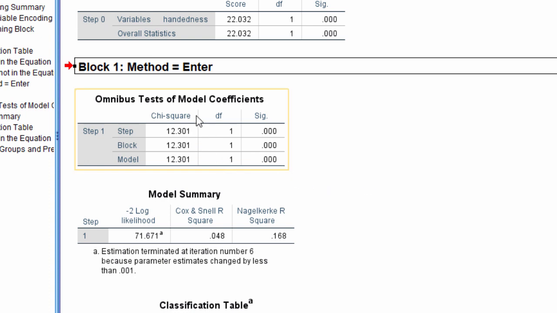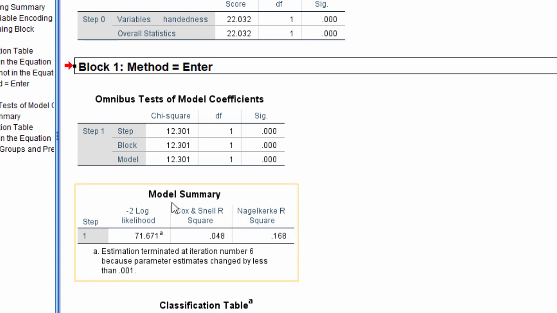Now, in block one, we do get the statistics associated with the model we're testing, and we can see that the chi-square value across step, block, and model is equal to 12.30. And so we would reject the null hypothesis that handedness is not helping to classify dyslexia in a significant way. So the model is a statistically significant model. We don't know much about the nature of the model. We just know that including handedness is statistically significant.